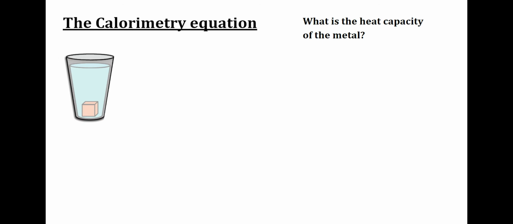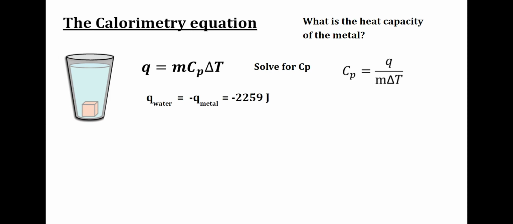Well, how would we do that? Pause the video, take a second, and try to answer that question. If we look at our equation, Q equals mCp delta T, we see that we can solve that equation for heat capacity thusly. We could say that Cp is equal to Q divided by m delta T. We know what the Q for the metal is because we know what the Q for the water was.